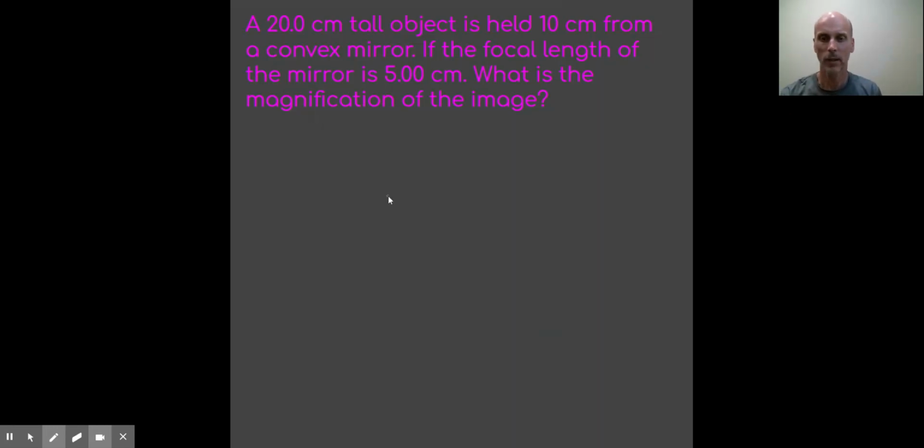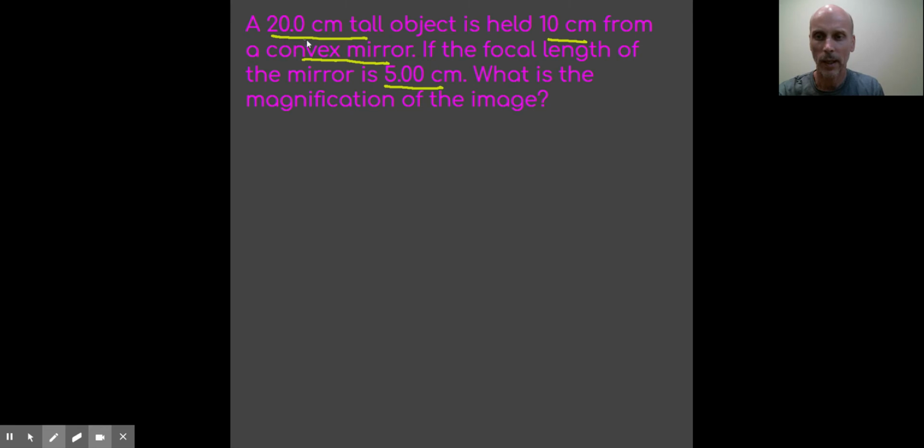All right, let's take a look at an example question. A 20 centimeter tall object. Let's just highlight some of the key points here. A 20 centimeter tall object is held 10 centimeters from a convex mirror. If the focal length of the mirror is 5 centimeters, what is the magnification of the image?